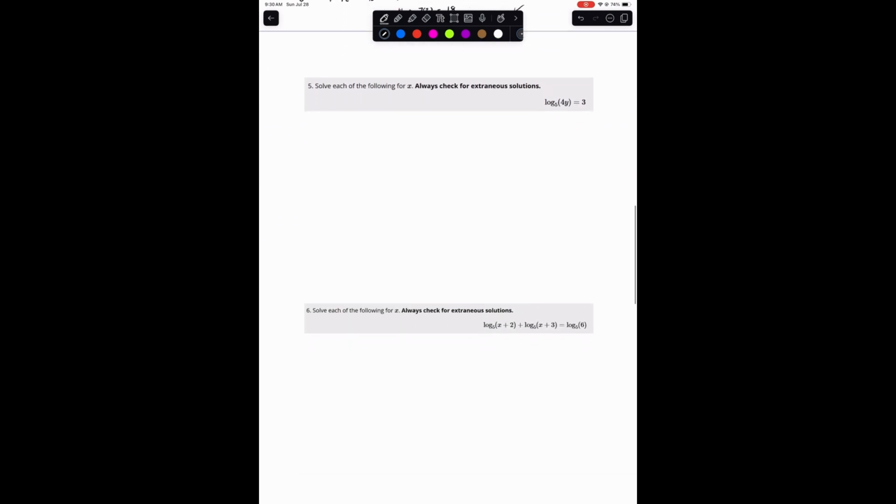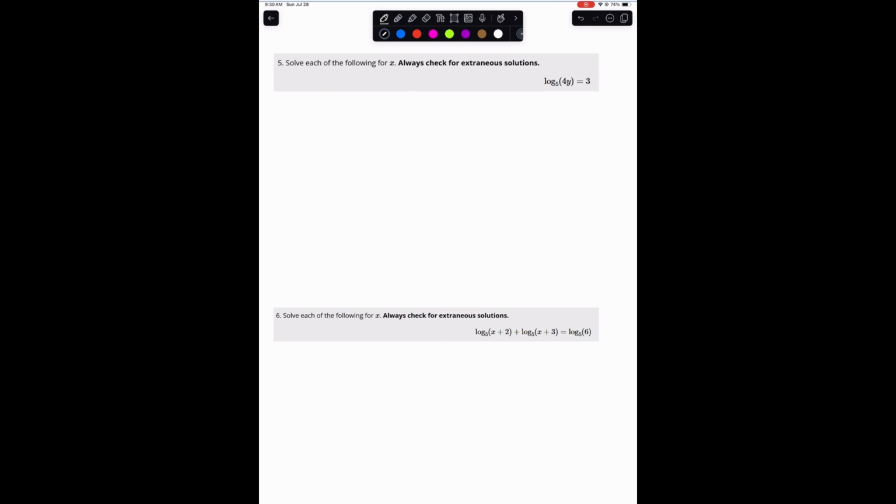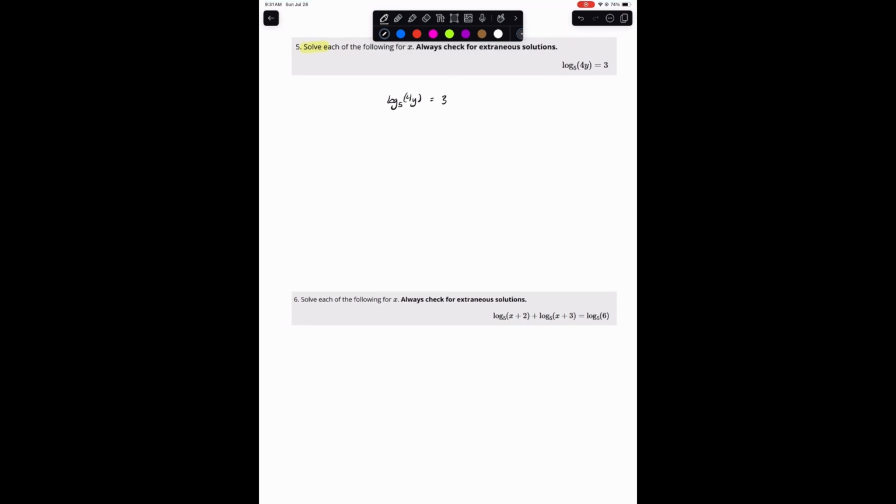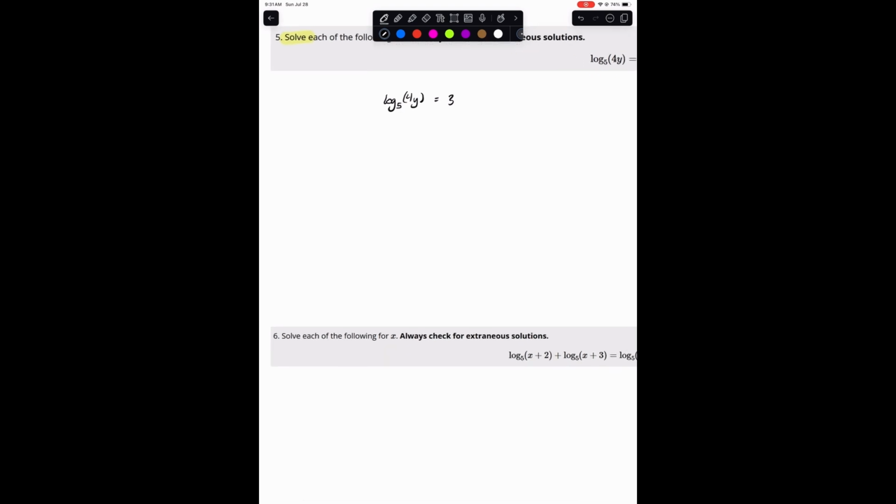Okay. Number 5 is to solve for x, but this time we have a logarithmic equation. So log base 5 of 4y equals 3. Now remember, when we convert a logarithm into a regular equation, we take the base. So this is the base, then the exponent, and this is your answer. So base goes here, exponent goes about here, and my answer goes right there.